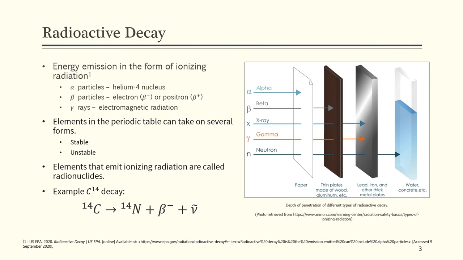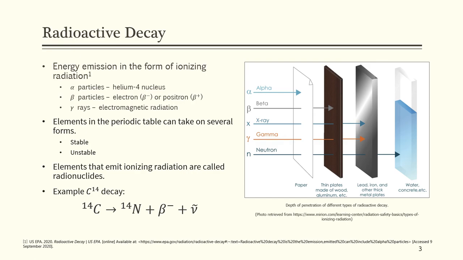The elements in the periodic table can take on different forms. Most of them are stable, but if they become unstable, radioactive decay is their attempt to become stabilized. If you look at the figure on the right, you can see that alpha particles can be stopped by a piece of paper. Beta particles require thin plates made of wood or aluminum, and gamma rays in orange can be stopped by lead, iron, or other thick metal plates.